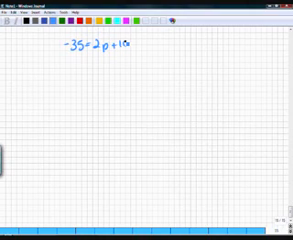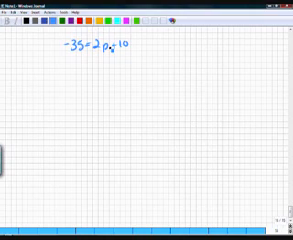What are we trying to get by itself? P. Listen, guys. The main goal of these is to get the variable by itself. In order to get p by itself, Anthony, what are you getting rid of? Is that all? The 10 and the 2. To get p by itself, we got to move 10 and 2 to the left side.